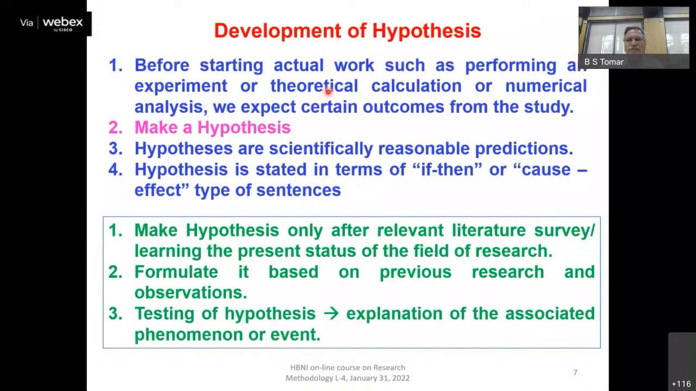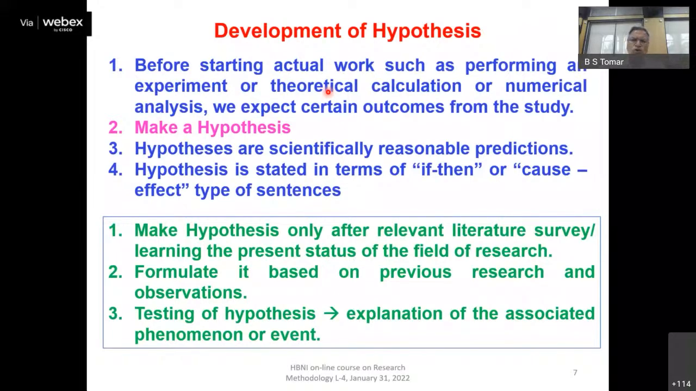So for whatever outcome we are expecting from our research, we say that we make a hypothesis. That is our expectation from the research, that this is what we are expecting. So what is a hypothesis? It's a scientifically reasonable prediction. We expect some outcome of a research. We predict this is how this system should behave. So that is how we start formulating our research problem.